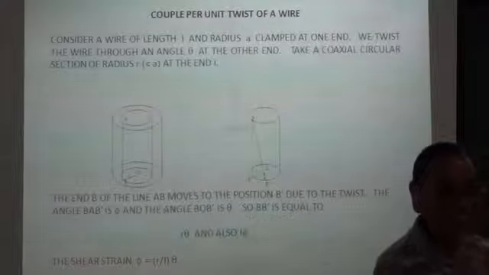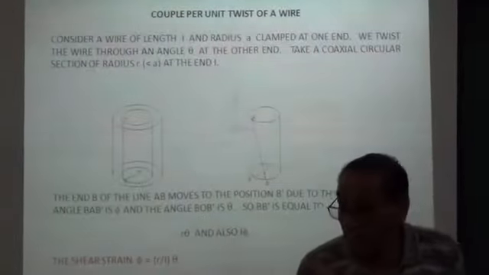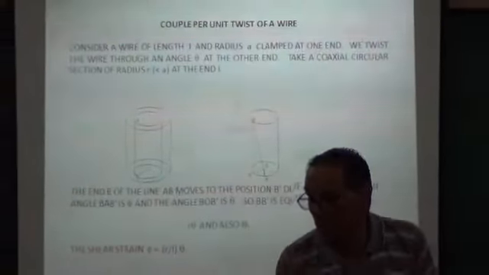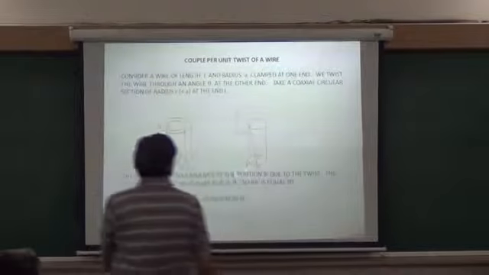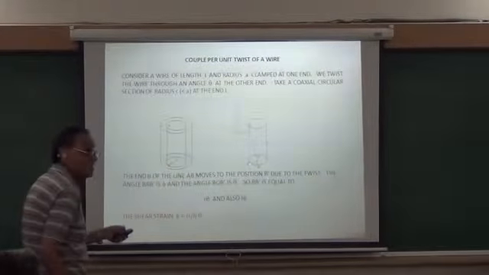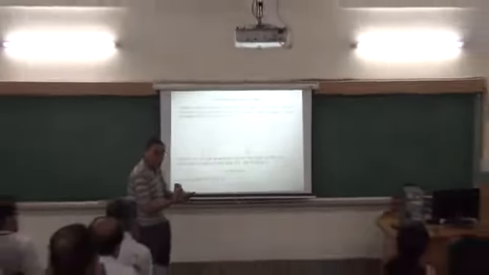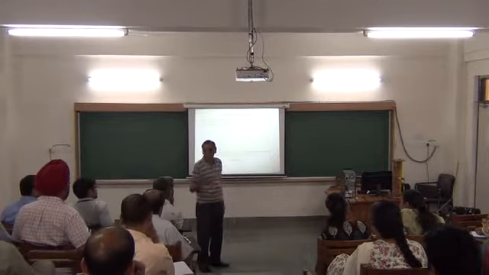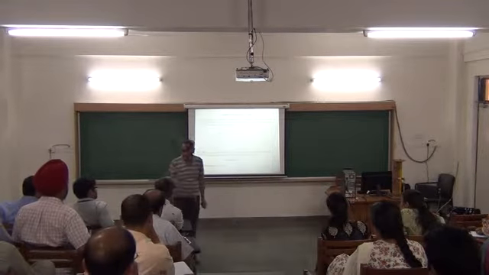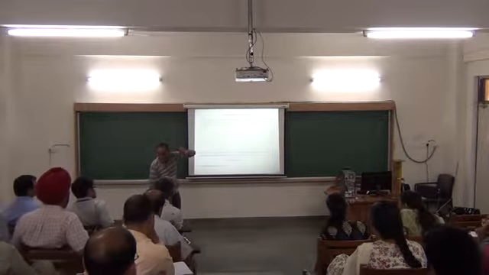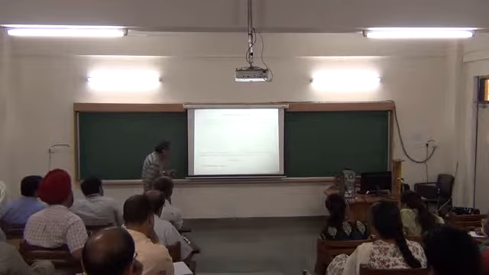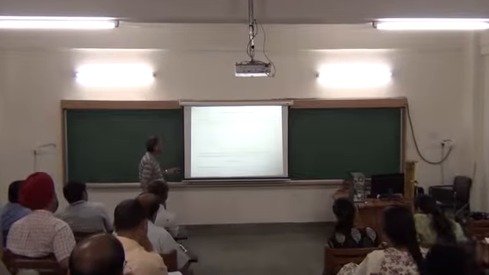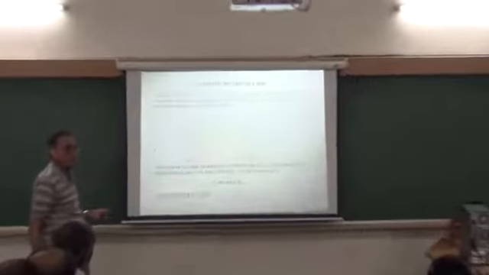I must relate the shear strain to the angle of twist I have given. What is the angle of twist? BOB dash is the angle of twist. I have taken the radius OB and twisted it to the position OB dash. So BOB dash is the twist I have given here. I must relate it to the shear strain phi.